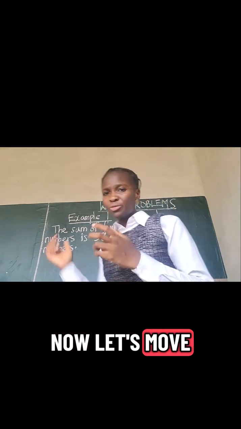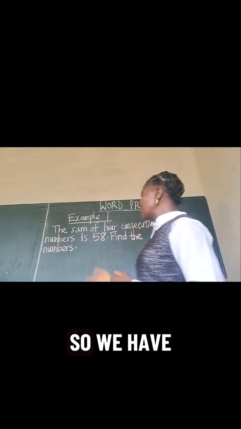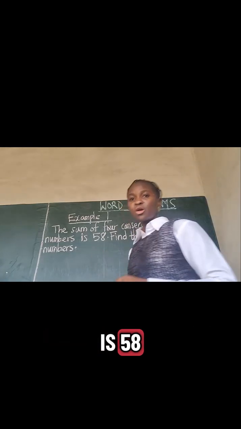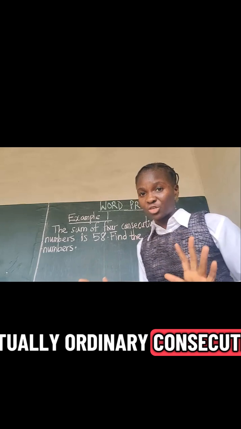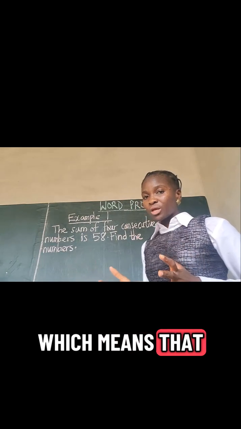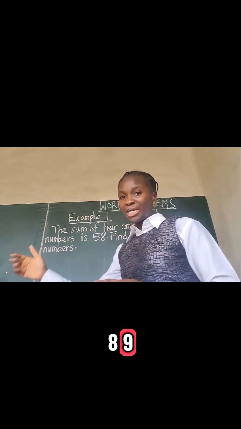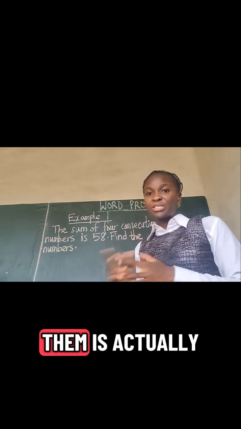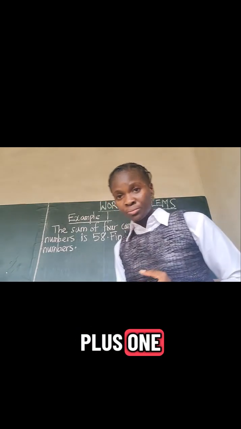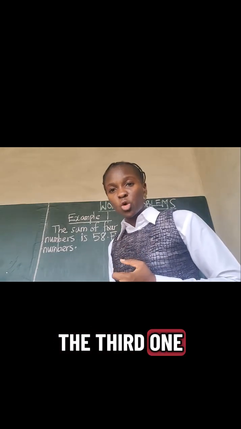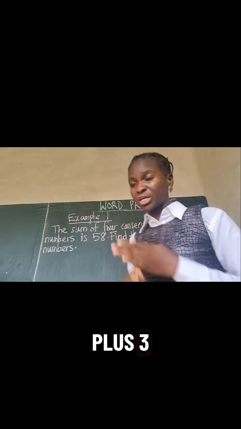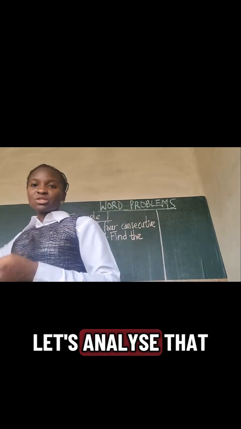Now let's go back to our question. We have the sum of 4 consecutive numbers is 58. So this is actually ordinary consecutive. That means just consecutive numbers, which means that you can have 7, 8, 9, 10. That means the difference between them is actually 1. The first one will be x. The second one will be x plus 1. The third one is going to be x plus 2. And the last number is going to be x plus 3. Now let's analyze that on the board.